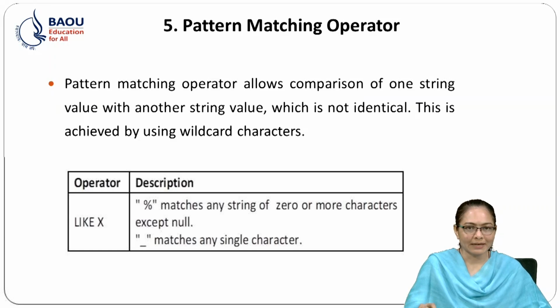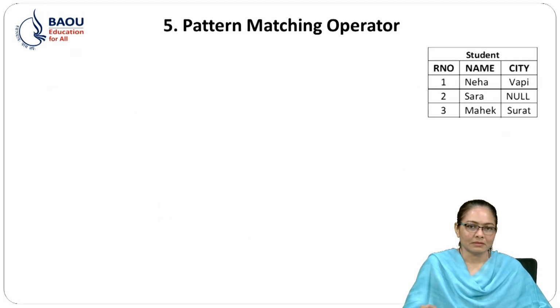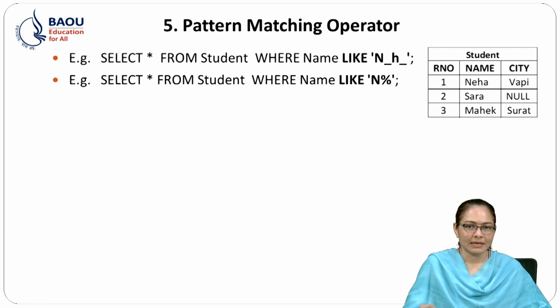Now, let's learn the pattern matching operators using some examples. See, one student table with the columns roll number, name and city. In this table, there are 3 records. The first query is, for example, select star from student where name like 'N_H_'. It means that the student name's first character is N, the second character is anything, and the third character is H.